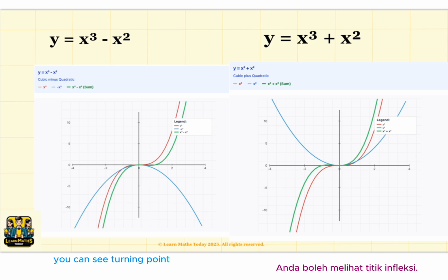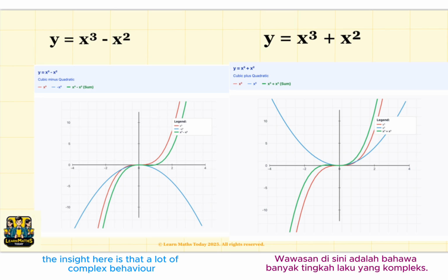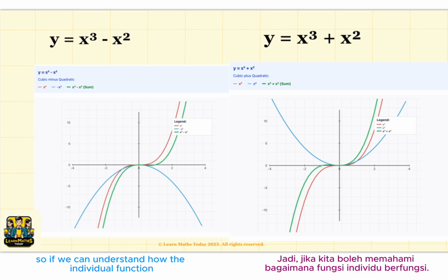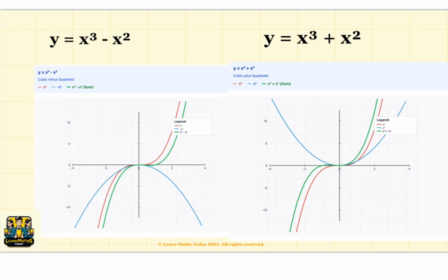You can see turning points, inflection points, and regions where one term dominates over another. The insight here is that a lot of complex behavior emerges from the interaction of simple components. So if we can understand how the individual functions behave, we can predict and analyze how the combination will perform.